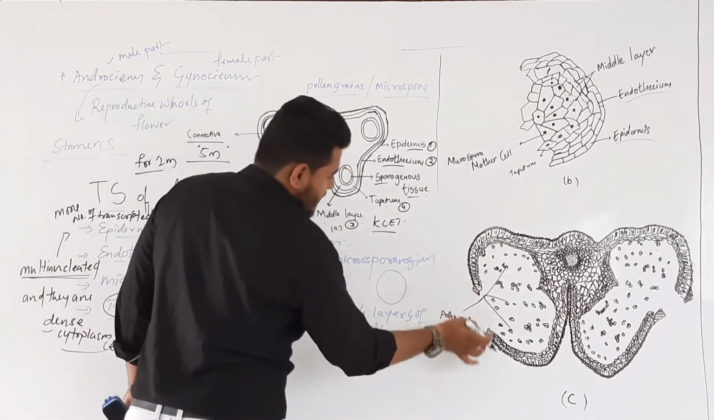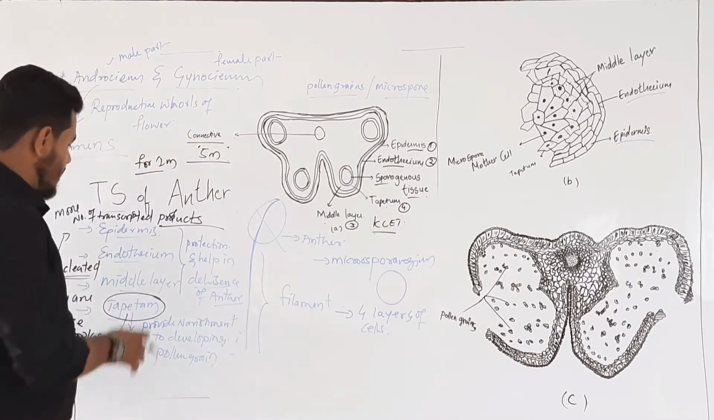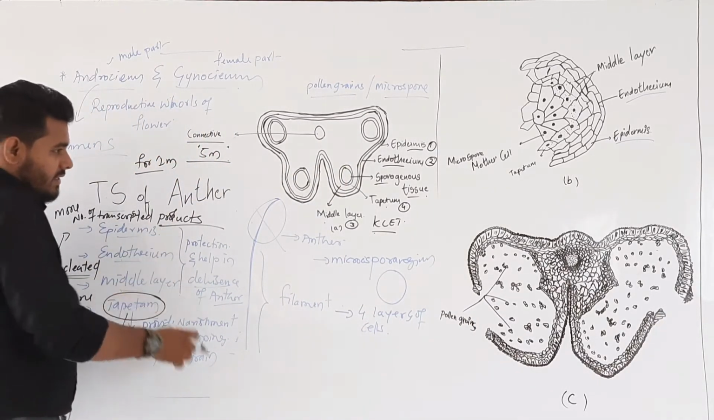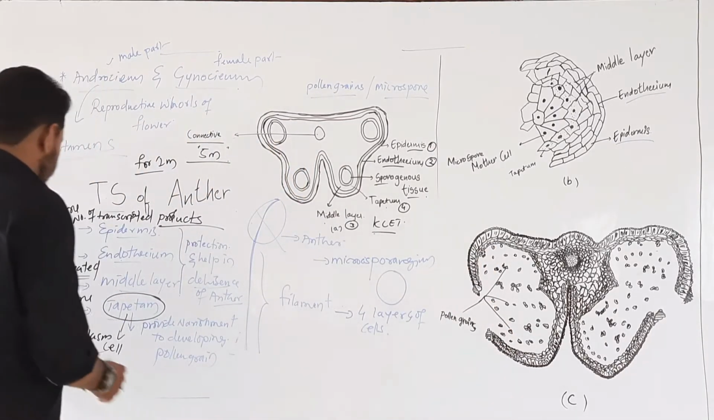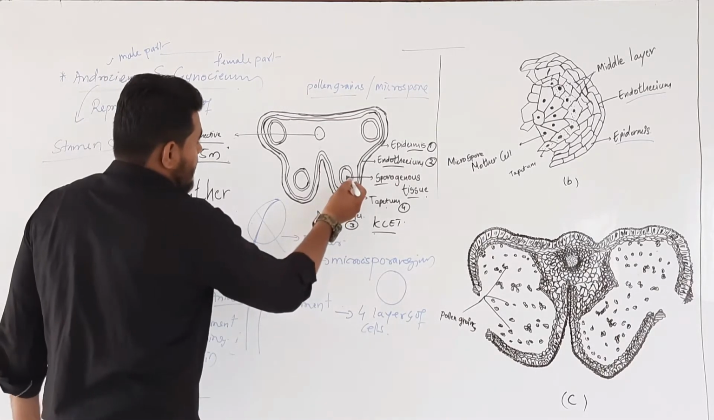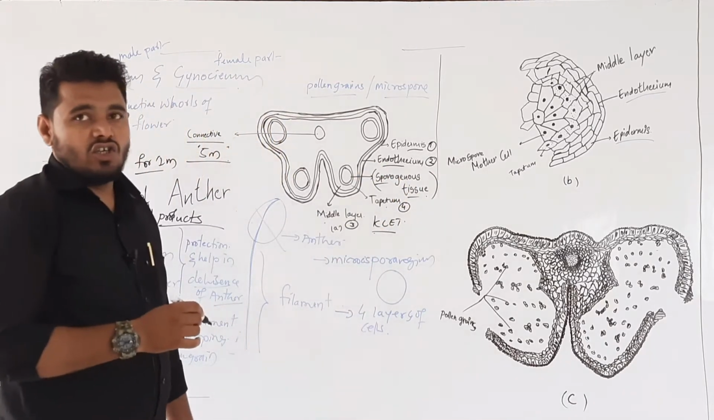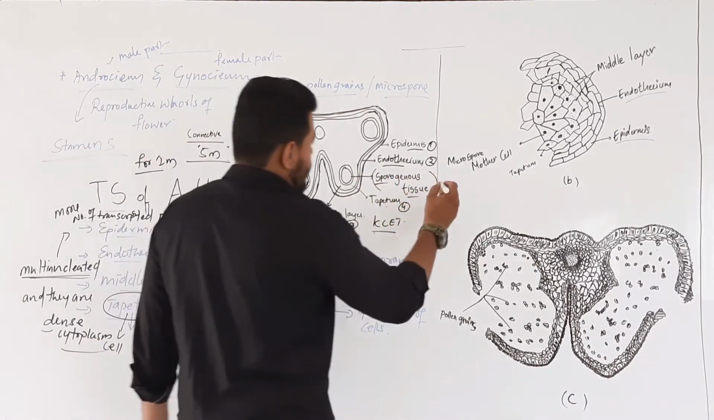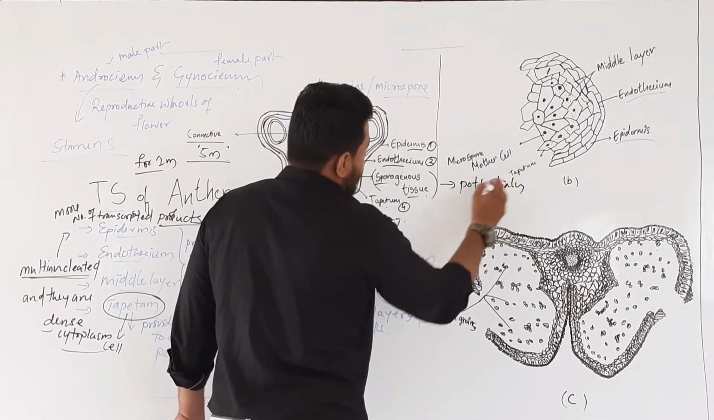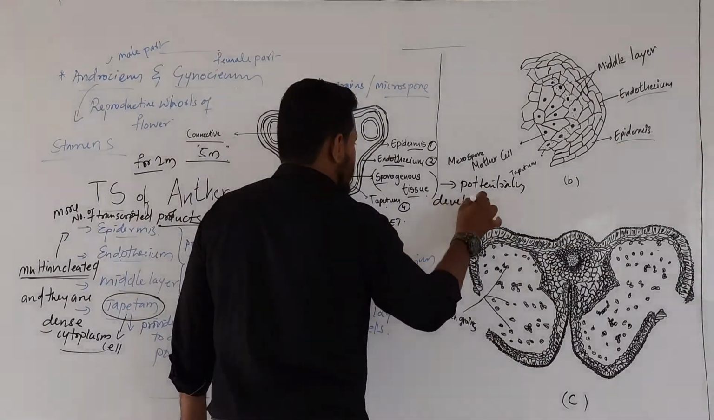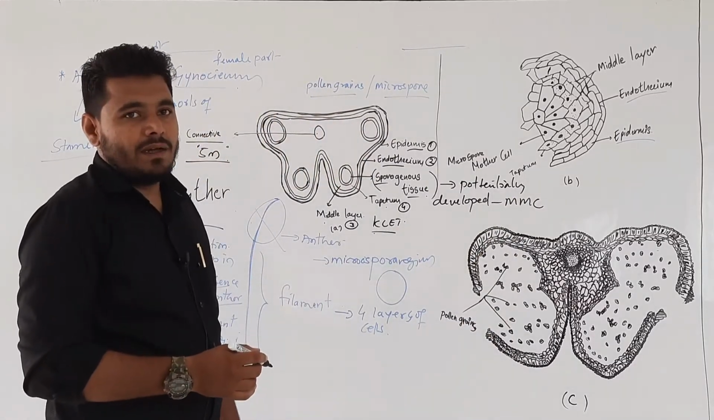This is called anther dehiscence, where there is a rupture of all these anther cell layers and a release of the pollen grains, remember. Then the next thing is that each microsporangium is composed of sporogenous tissue. These sporogenous tissues have the potential to develop as MMC, microspore mother cells.